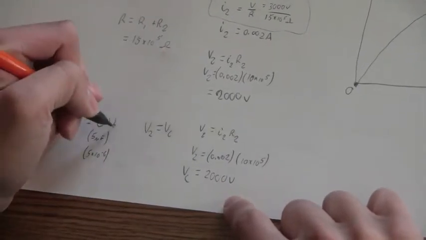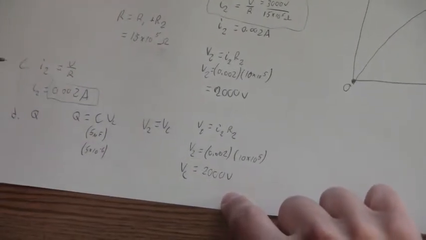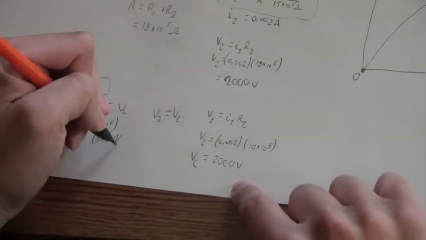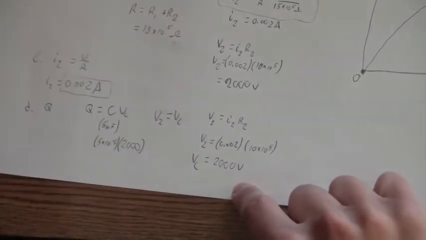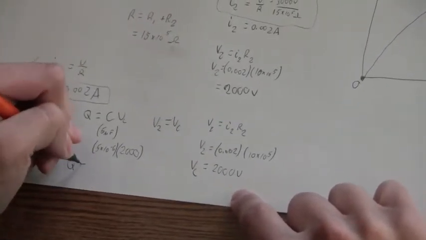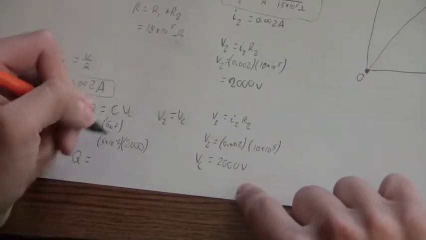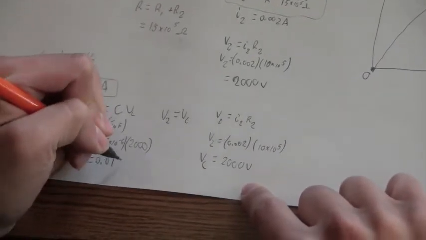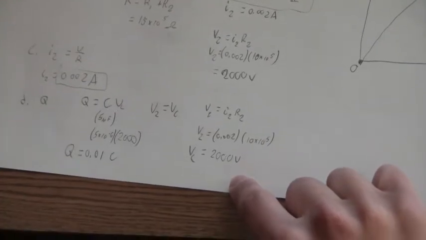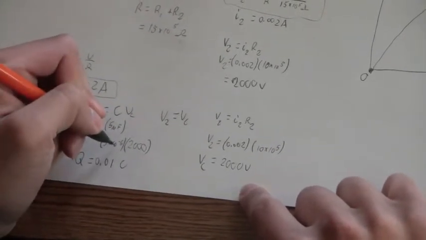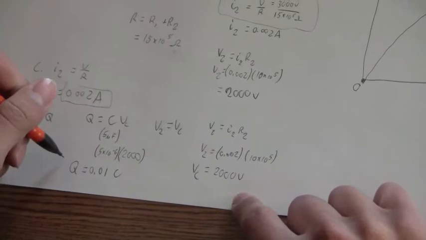So the voltage across the capacitor times the farads of the capacitor, so 2000 times 5 times 10 to the negative 6, and Q therefore equals 0.01 coulombs. That's how you get Q.